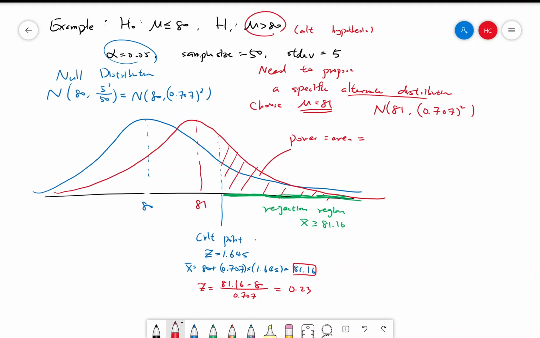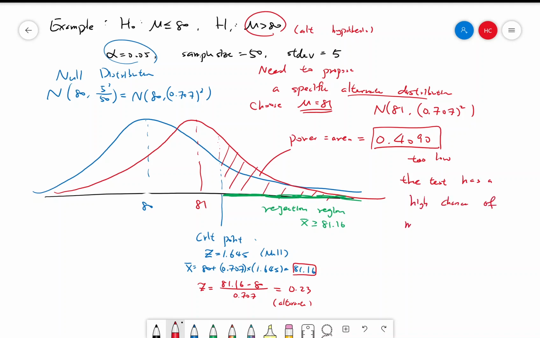So the two z-scores are different. The first z-score is under the null distribution, and the second z-score is under the alternate distribution. So be careful. And then because the z-score is 0.23, if we look at the table, the power is equal to 0.4090 according to the table. So this is the power. And because the power is so low, this is too low, that means the test is not good. It has a high chance of making type 2 error.